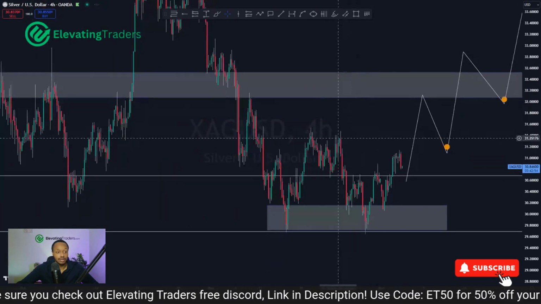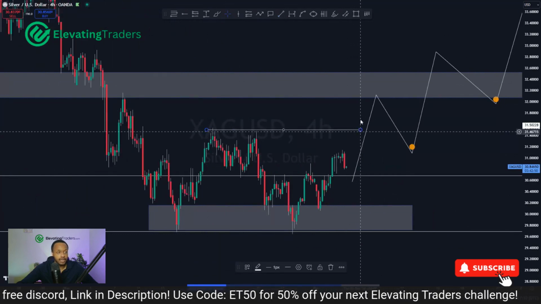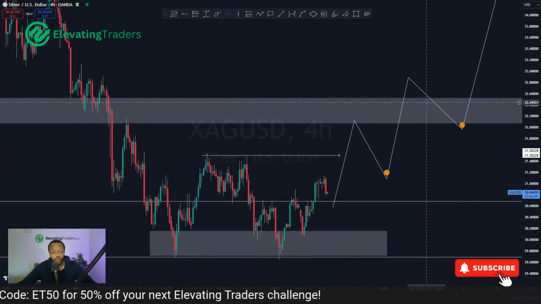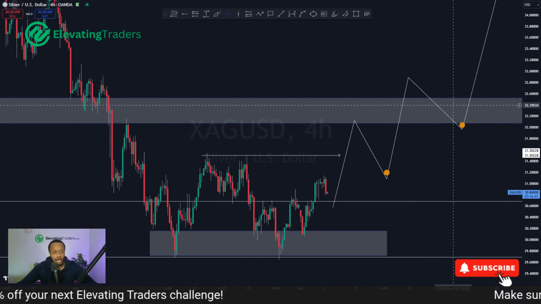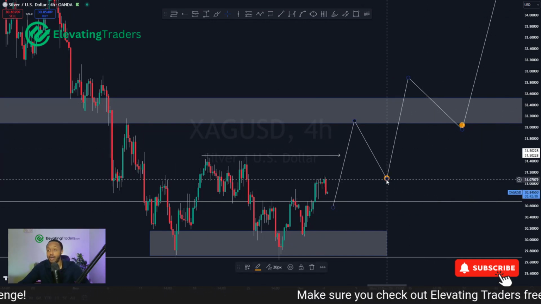All I need price to do is break the highs essentially. And then I'll start looking for some pullbacks. And if you can get some pullbacks above 32.4, above that big daily level, that'll be a really nice opportunity in the near future. So yeah, that's kind of where I'm at with the USD pairs.